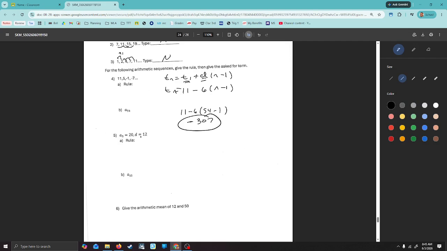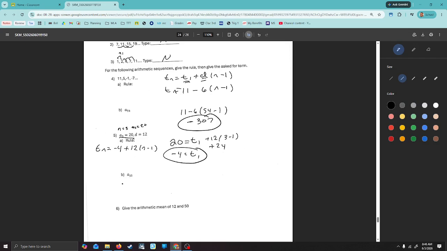Over here, T3 is 20 and d is 12. In this case, I need to figure out what T1 is. But I do have T3 is 20, so I know n is 3 and T3 is 20. So I could use that to my advantage. So it should be 20 equals T1, which I don't know, plus 12 times 3 minus 1. So this is going to be 24. Subtract 24 on both sides. Negative 4 equals T1. Now I need the formula. The formula is Tn equals negative 4 plus 12 times n minus 1.